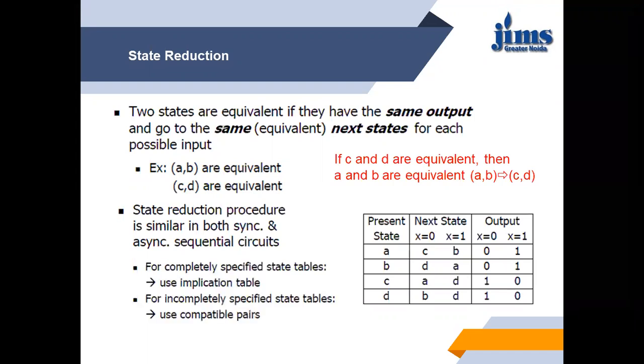Now, for a completely specified state table, as given on the right-hand side, which is completely specified because it specifies the next state and the output, we use an implication table. For an incompletely specified state table, we use compatible pairs. We are going to discuss both techniques, how to reduce the state tables for completely specified and incompletely specified state tables.